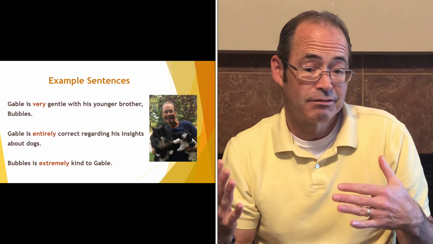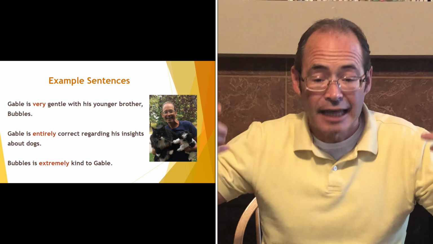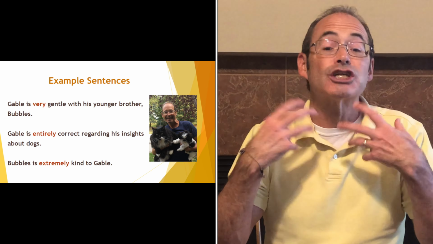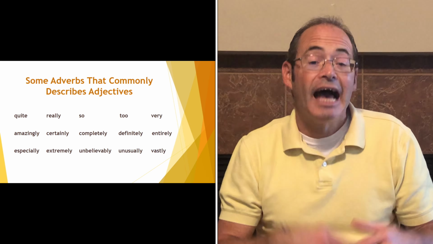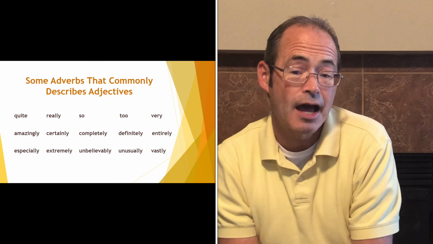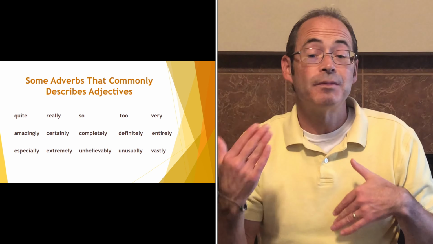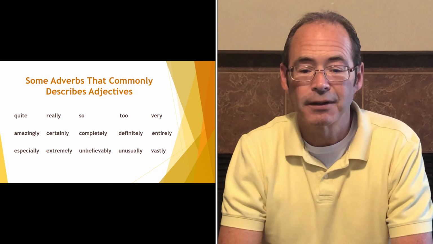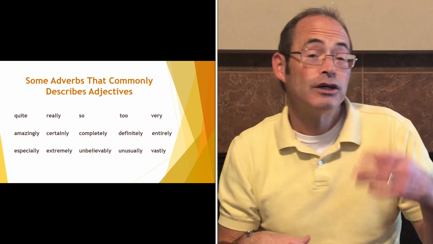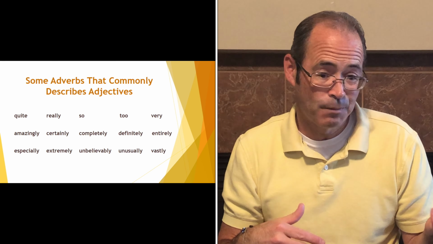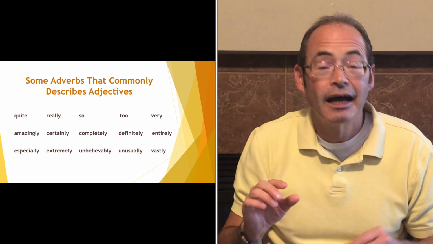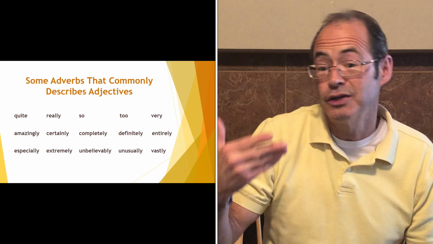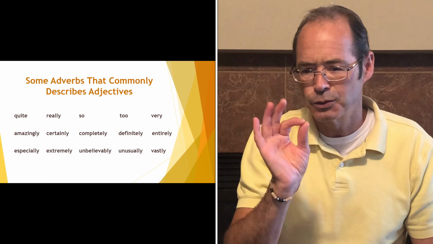Gable is very gentle with his younger brother Bubbles. Gable is entirely correct regarding his insights about dogs. Bubbles is extremely kind to Gable. Okay? And here are some adverbs that commonly describe or enhance or intensify adjectives. Some of these we've seen in the examples above, and these are just ones that you're going to see quite frequently. Okay? Quite, really, so, too, very, amazingly, certainly, completely, definitely, entirely, especially, extremely, unbelievably, unusually, and vastly.